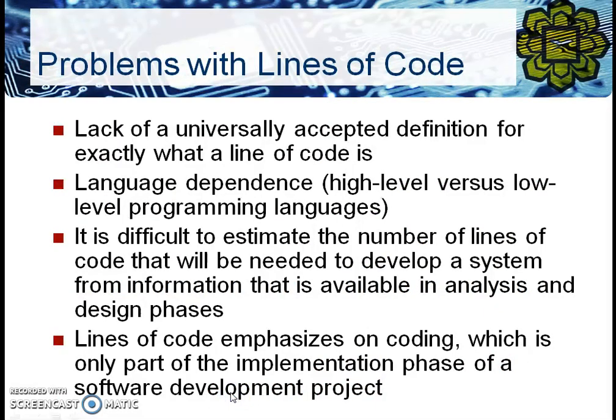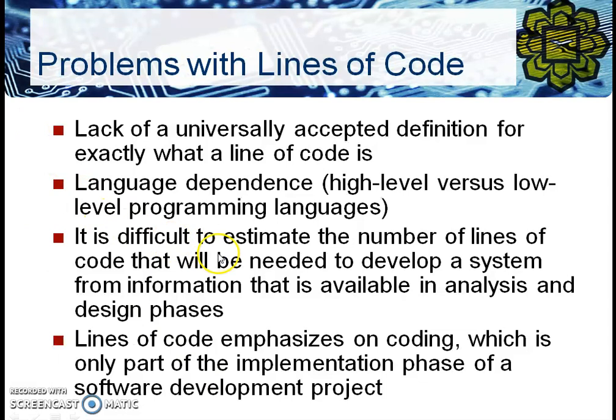Okay. But what are the problems with lines of code? The first one is lack of a universally accepted definition for what is exactly a line of code. The second one is that it is language dependent. That means it depends on what kind of programming language you use. So different programming languages have different ways to calculate the lines of code.